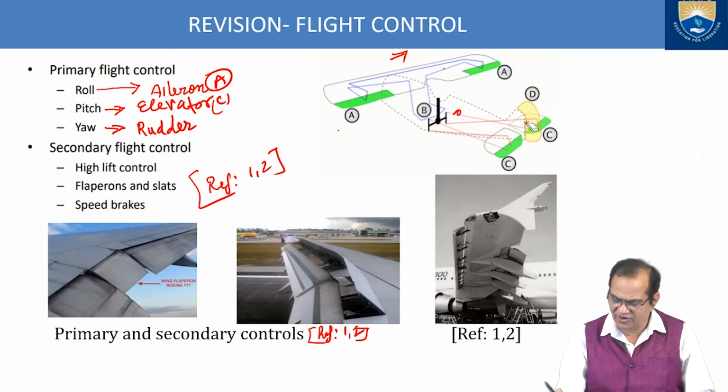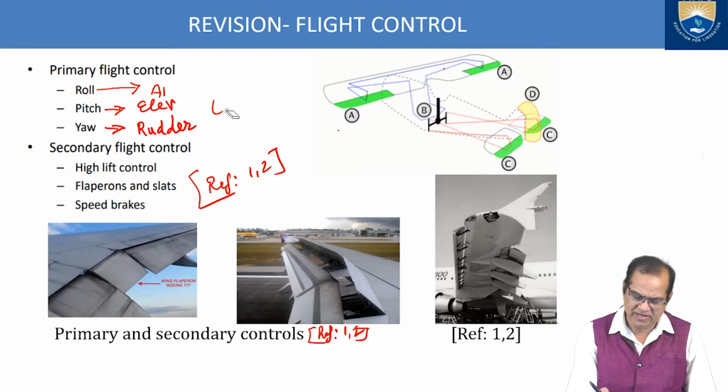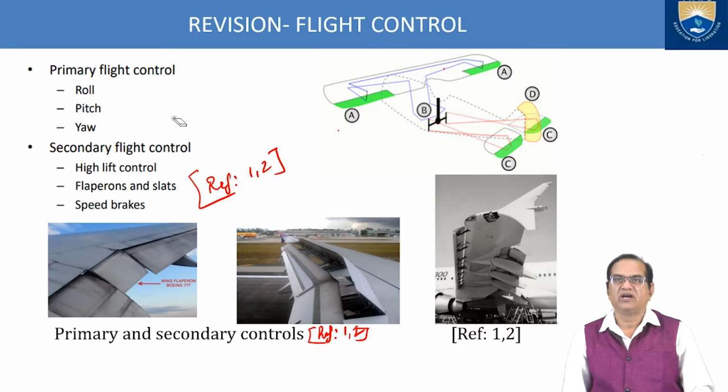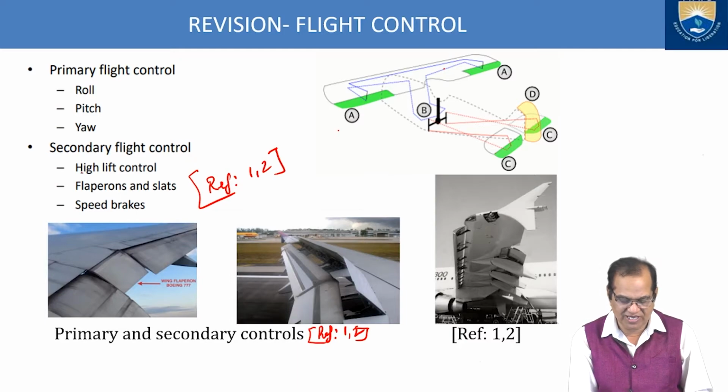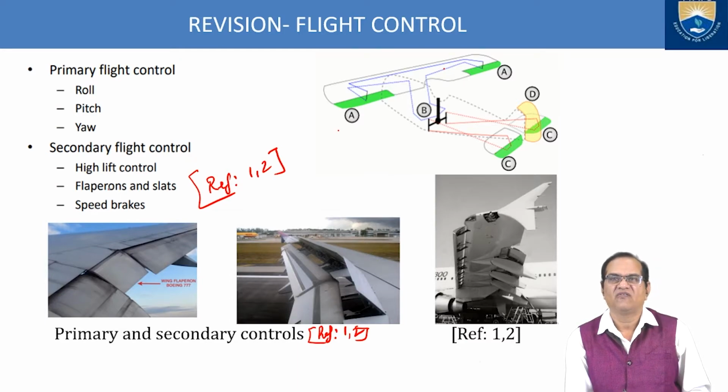So I have covered this main topic of the primary flight control. Next we have the secondary flight control system. Here we have the high lift control, flaperons and slats, and speed brakes.